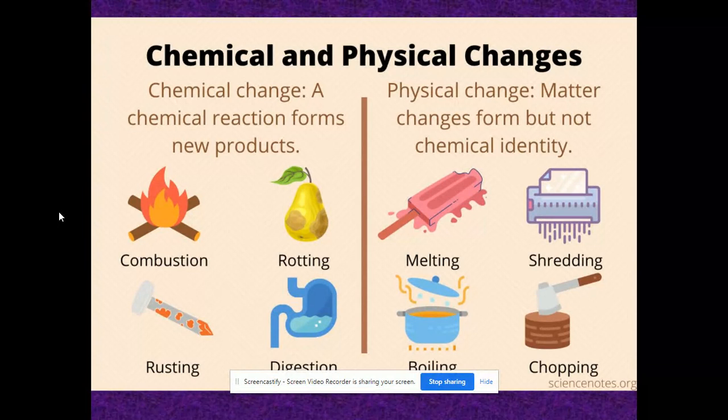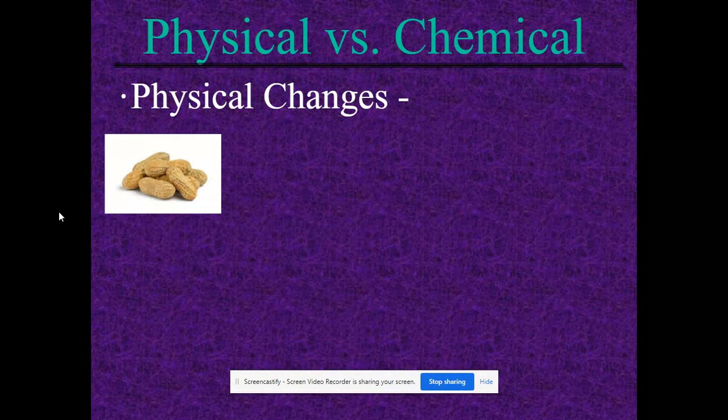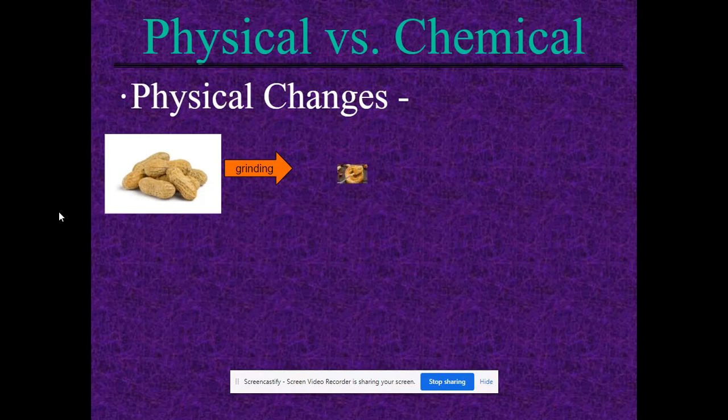Physical changes, like I said, include melting, shredding or tearing paper, and boiling, which is a change of phase. Chopping, breaking up, or ripping up substances is also a physical change. So here are some physical changes that you may or may not be aware of. You take peanuts and grind them up to make peanut butter.